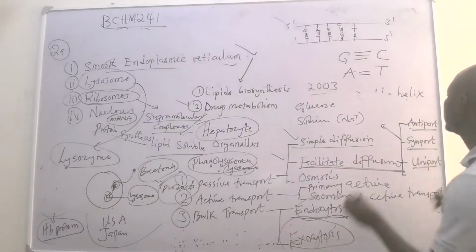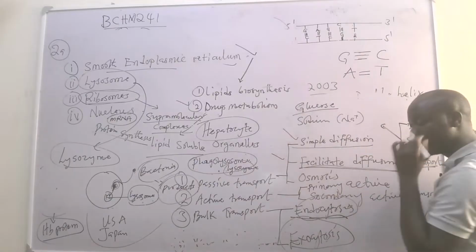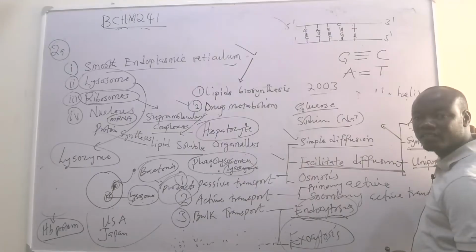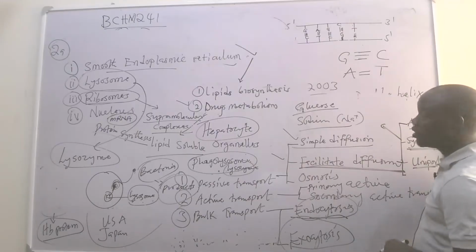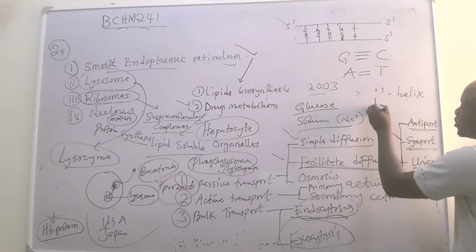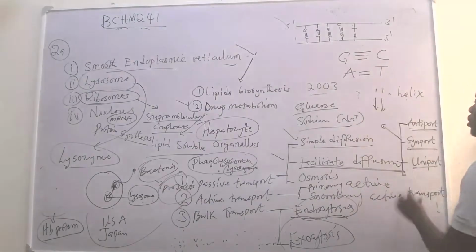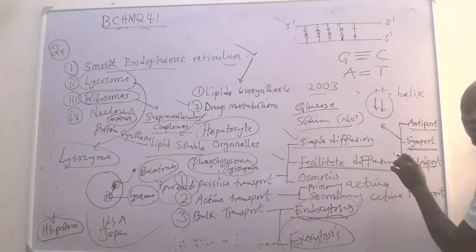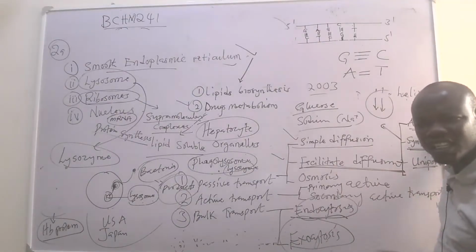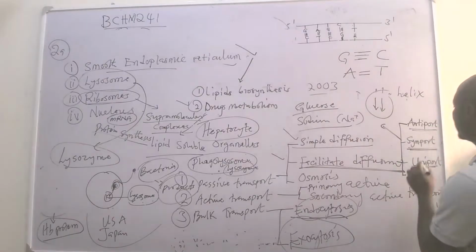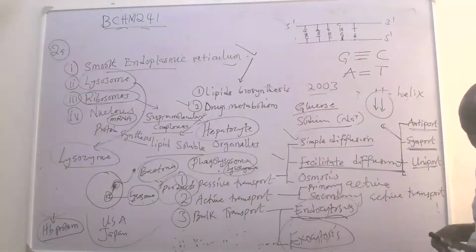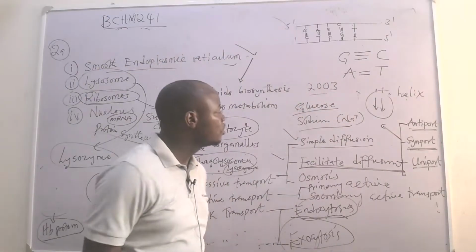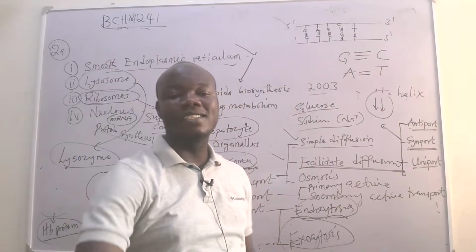So what I'm saying, glucose cannot move into the cell alone. Sodium cannot move across the cell membrane alone. Rather, they move simultaneously into the cell. So that type of transport in which two molecules move into the cell simultaneously is called symport transport. So the answer to that question is symport.